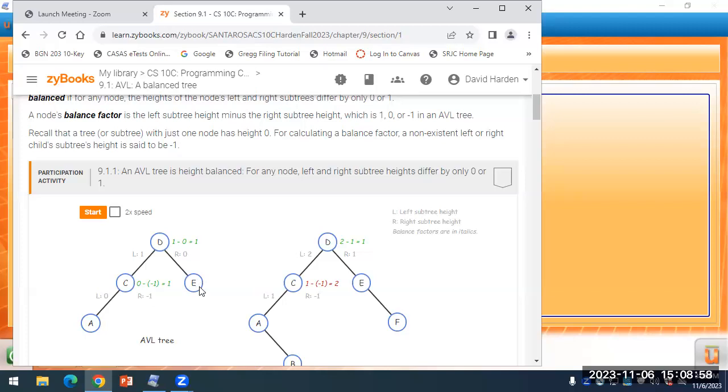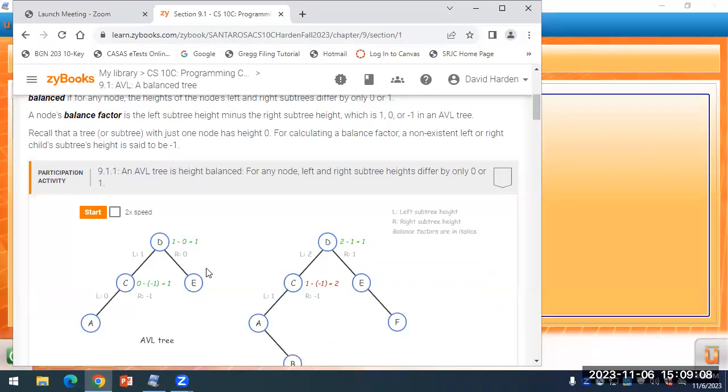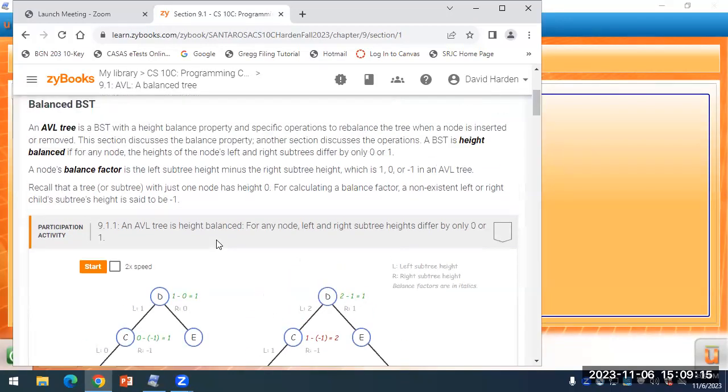Okay. Any questions about why this counts as a binary search tree that is height balanced? Okay, and I guess, was this in there, or is this kind of implied? An AVL tree is a BST with a height balanced property. So if a binary search tree is height balanced, that makes it an AVL tree.